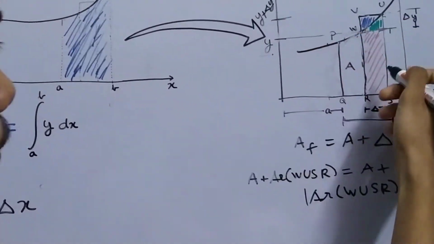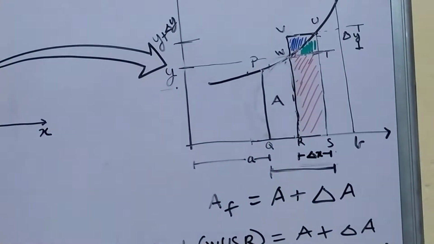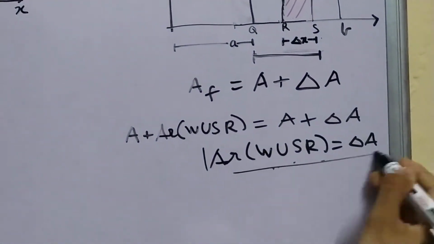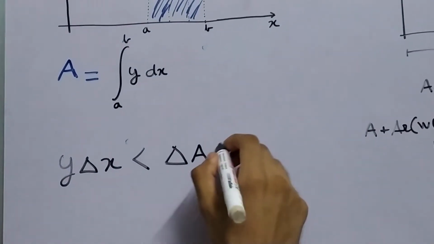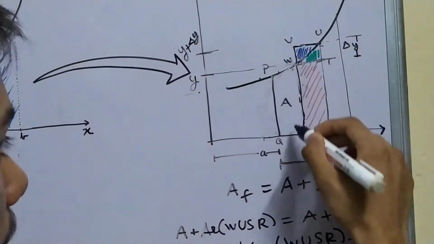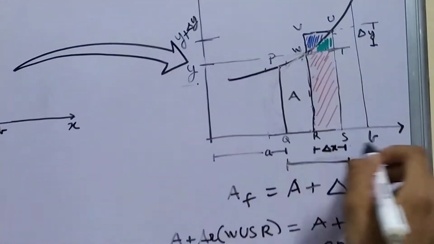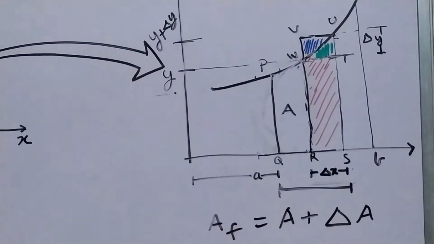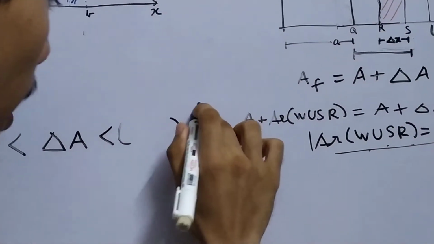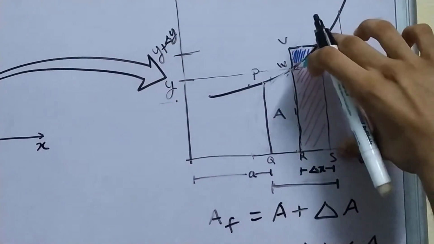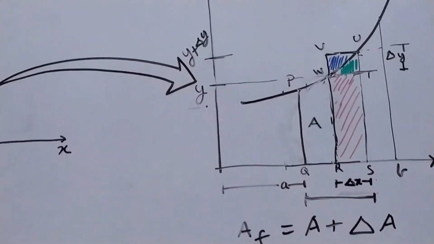What is then? It is smaller than your red plus green area, WUSR, this one. I am writing it as delta A straight away, which is less than the big rectangle, red plus green plus blue. So what is the area of this rectangle? Again, length times width. The width is delta x, and the length will be this height over here, which is y plus delta y.